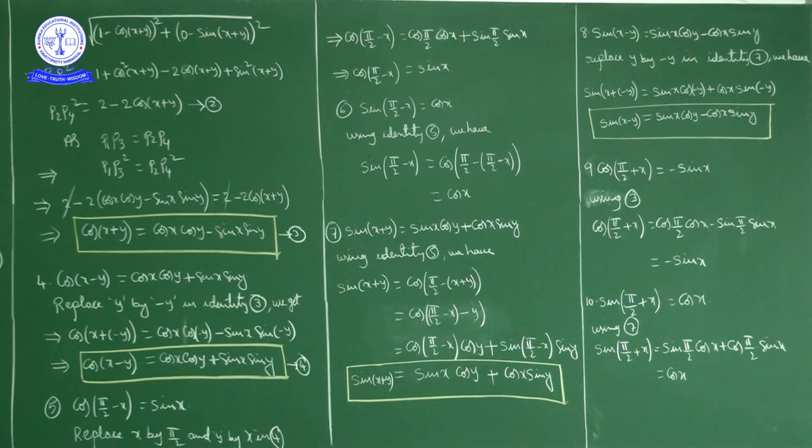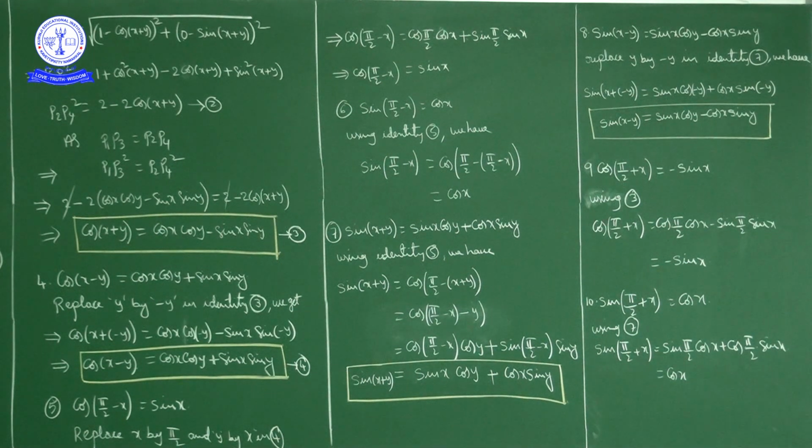Okay. Next one, sin pi by 2 plus x. Now for this we'll use identity 7. Using identity 7, what is identity 7? Sin x plus y expansion is sin x cos y plus cos x sin y. Okay, in place of x what we have? Pi by 2. In place of y what we have? X. So sin pi by 2 plus x is sin pi by 2 into cos x plus cos pi by 2 into sin x. Okay. Now as cos pi by 2 value 0, so second term is 0, sin pi by 2 value 1, 1 into cos x is cos x.